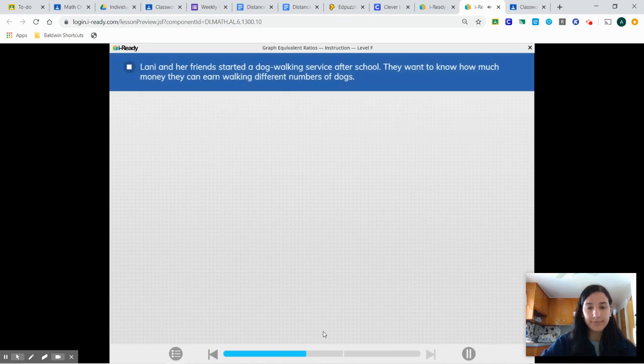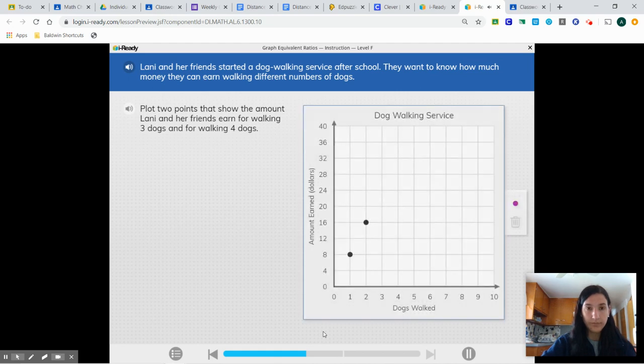Lonnie and her friends started a dog walking service after school. They want to know how much money they can earn walking different numbers of dogs. Plot 2 points that show the amount Lonnie and her friends earn for walking 3 dogs and for walking 4 dogs. On our graph, we see right here, it's $8 for 1 dog. So that'll help us. 3 times 8 will give us 24. So our point will be (3, 24).